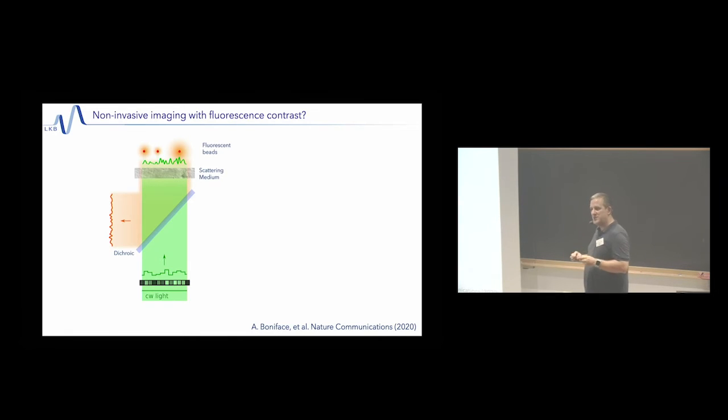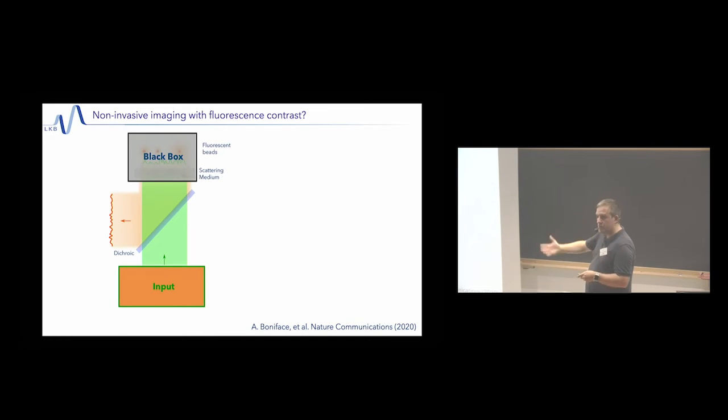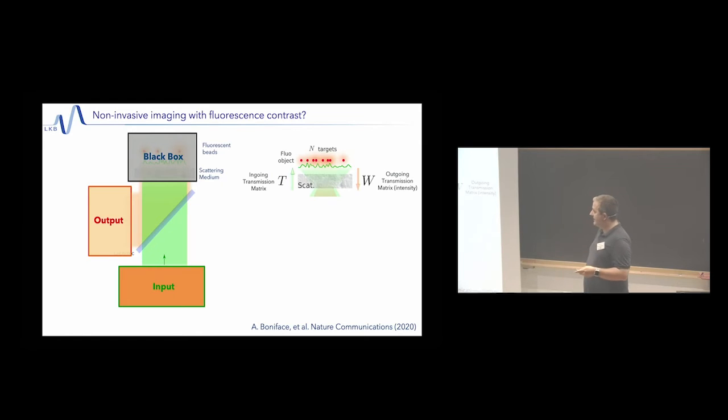Going a bit beyond, we now go back to structural imaging, trying to see the structure of an object, but exploiting the same tools. We have CW light, so we can shape the incident light, and we have fluorescent beads, a fluorescent object that is hidden behind a scattering medium. In a way, you can think of this as a black box, and you have some kind of input by which you can interrogate your system, and you have some output that is whatever you collect on your camera. And the question is, with that, can you find your object? And this black box is not really a black box. You actually can make some assumptions on what happens.